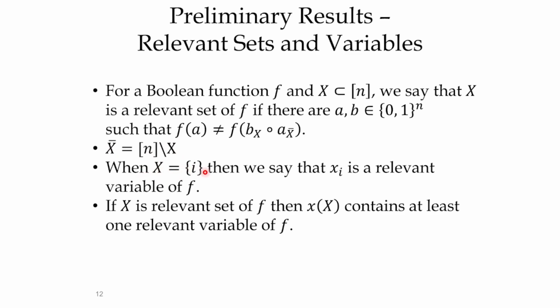When capital X equals {i}, then we say that x_i is a relevant variable of f. If capital X is a relevant set of f, then X contains at least one relevant variable of f.